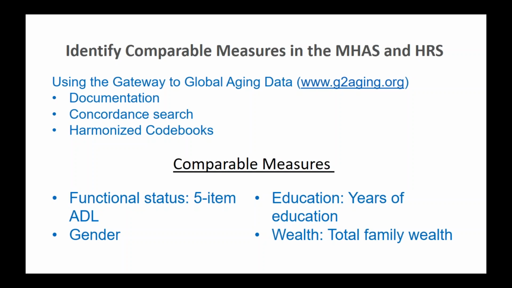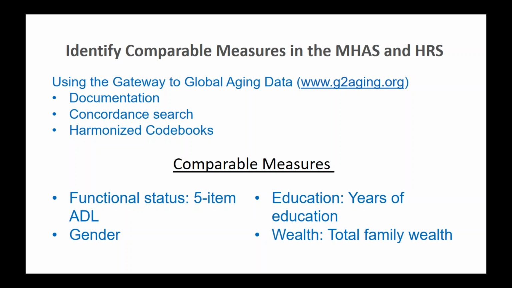So next we want to identify comparable measures in the MHAS and the HRS. This can be somewhat of a task, to find different measures which are comparable. One way to do this is to download the surveys themselves, the questionnaires, and to look through them. But we've built a search into the Gateway to Global Aging data and a couple other features which are helpful for finding these comparable measures.